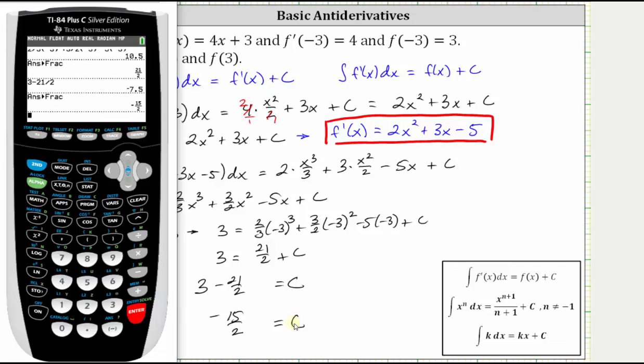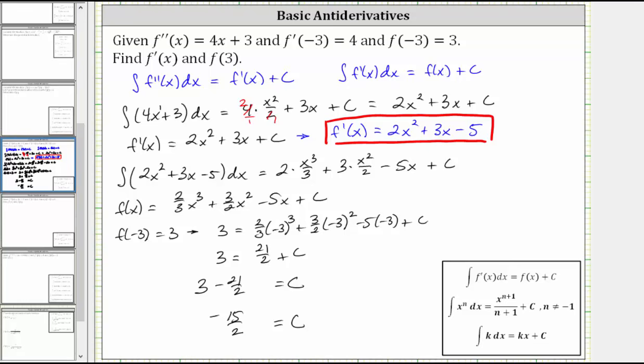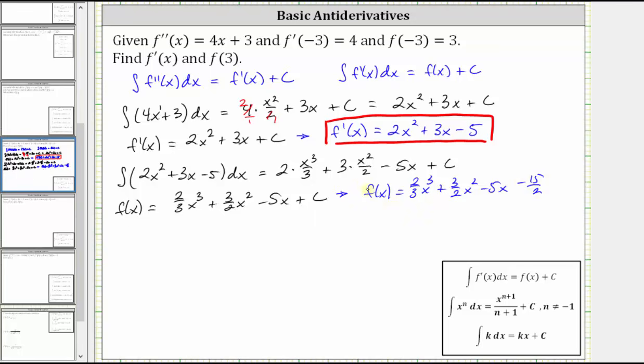3 minus 21/2 is negative 15/2. So now we know the original function f of x equals 2/3 x cubed plus 3/2 x squared minus 5x, and since c is negative 15/2, we have minus 15/2. So while we're not giving f of x as an answer, we do need to find f of x in order to determine the function value f of 3.